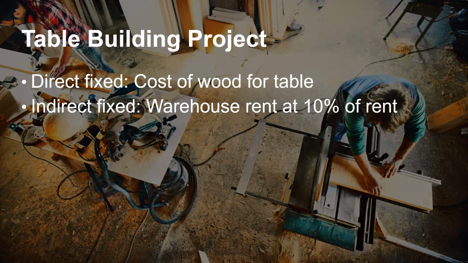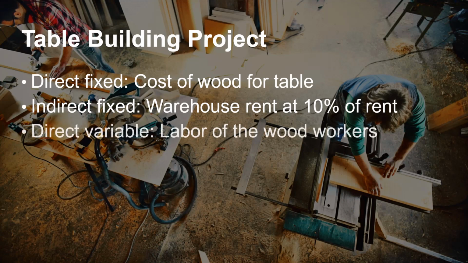The hourly labor to build the table is charged directly to your project for each person when they work on your table, as it applies only to your project. It is direct. Since the number of hours is only estimated and could change, they are variable. It's a direct variable cost.